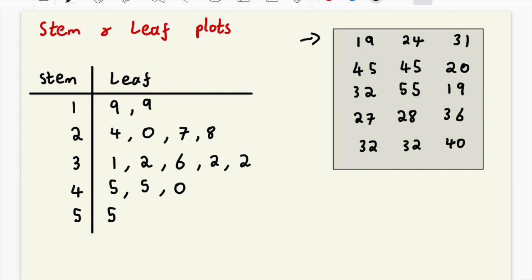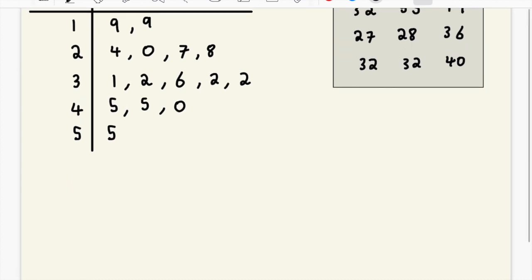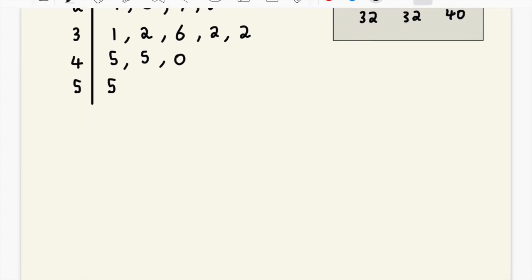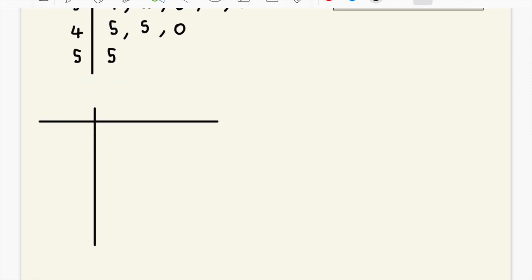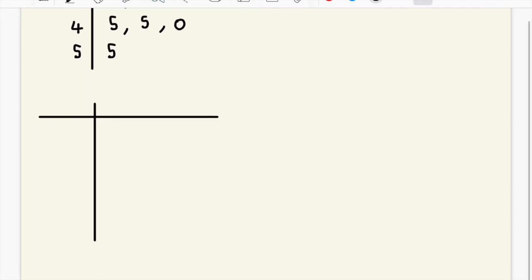So that's all of our numbers in the stem and leaf plot, but what we want to do now is arrange these numbers numerically, just to make it a little bit easier to read. So we're going to make another stem and leaf plot. So we're going to have the exact same numbers on the stem side. So we're going to have 1, 2, 3, 4 and 5. So we can fill those in.